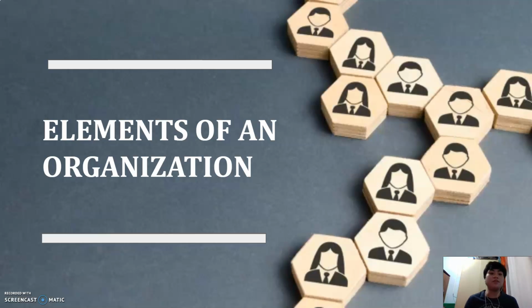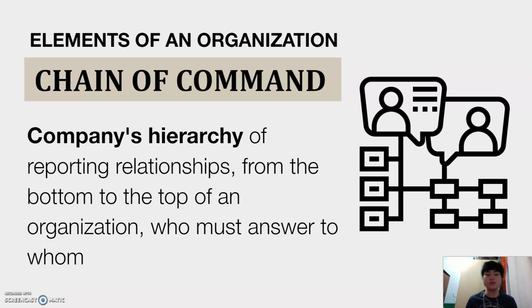Here are the 3 elements that are needed in an organization. First is the chain of command. Your chain of command is how tasks are delegated and work is approved. An organizational structure allows you to define how many outlines a particular department or business line should have. Chain of command refers to a company's hierarchy of reporting relationships, from the bottom to the top of an organization, who must answer to whom.